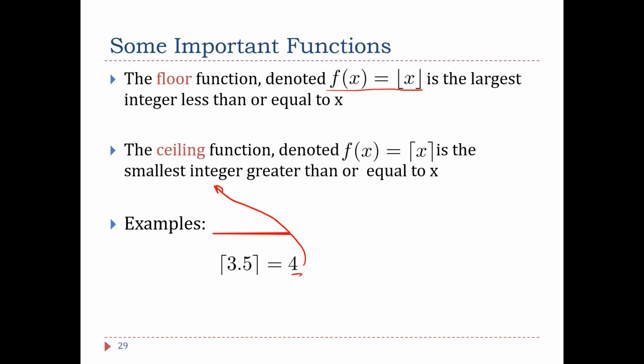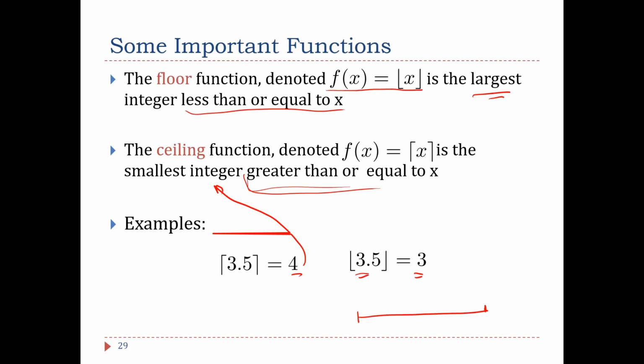So 5 is also greater than or equal to 3.5, but it's not the smallest integer that is greater than or equal to it. And 3 is smaller than x. We need the smallest integer that is greater than or equal to x. What about the floor of 3.5? Well, this is equal to 3, because this is the largest integer that is less than or equal to 3.5. 2 is also less than or equal to 3.5, but it's not the largest integer. So I like to see them in this way.